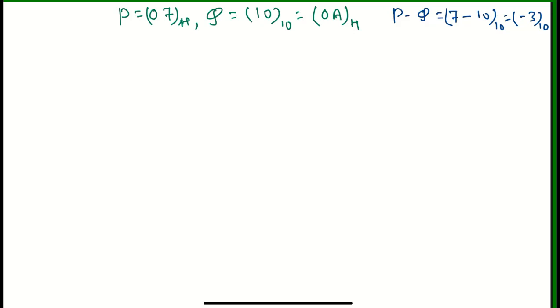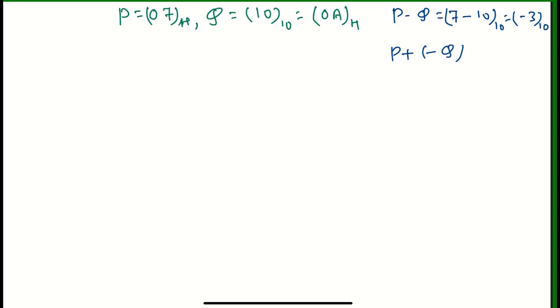So here we need to perform P minus Q. It means P plus of minus Q. So we need to find out the 2's complement of Q first, and that should be added with this P. So that is giving the result as P minus Q.